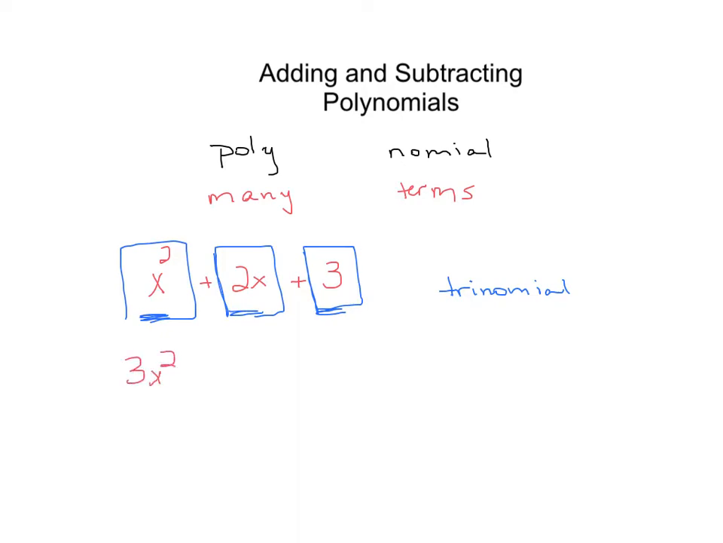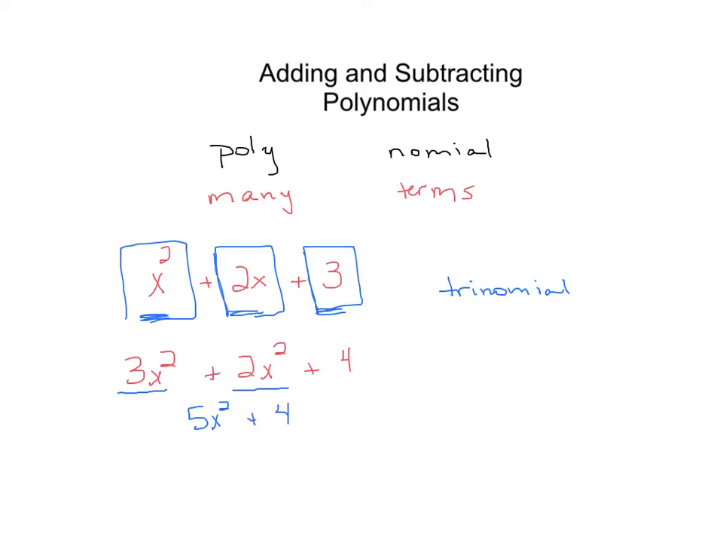This polynomial at first glance might look like a trinomial, but you can actually simplify because you can put like terms together. This term is an x squared and this term is an x squared, so it has the same variable and the same exponent. 3x squared plus 2x squared is 5x squared. It's just like 3 bananas plus 2 bananas is 5 bananas. Well, 3x squared plus 2x squared is equal to 5x squared.